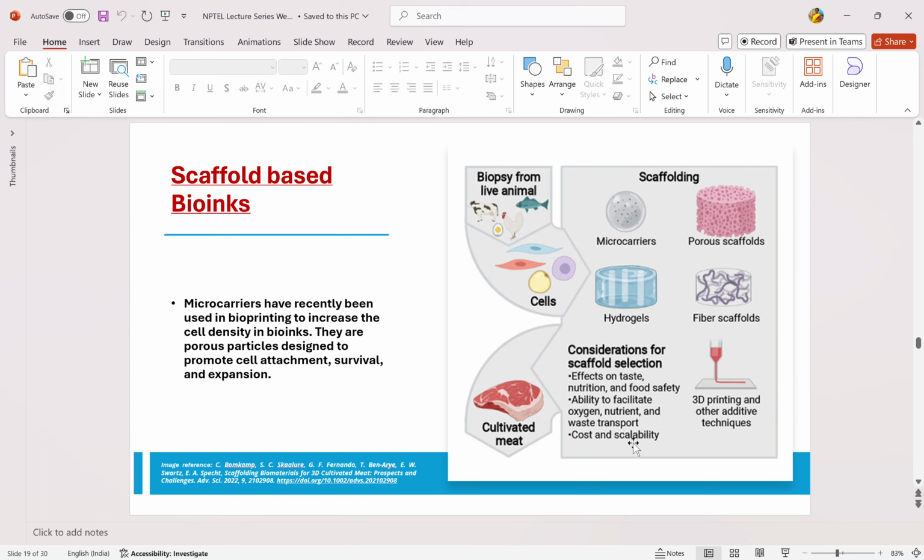If your 3D printed organ is very expensive and a large sum of money is asked from a poor person for an organ transplant, then it is useless. So it should be cost effective.